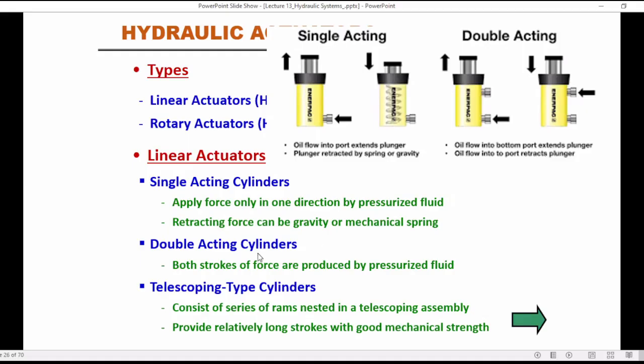Okay. Then both strokes are produced by pressurized fluid. Then the telescoping type cylinder consists of a series of rams nested in a telescopic assembly. It provides a relatively long stroke with good mechanical strength.